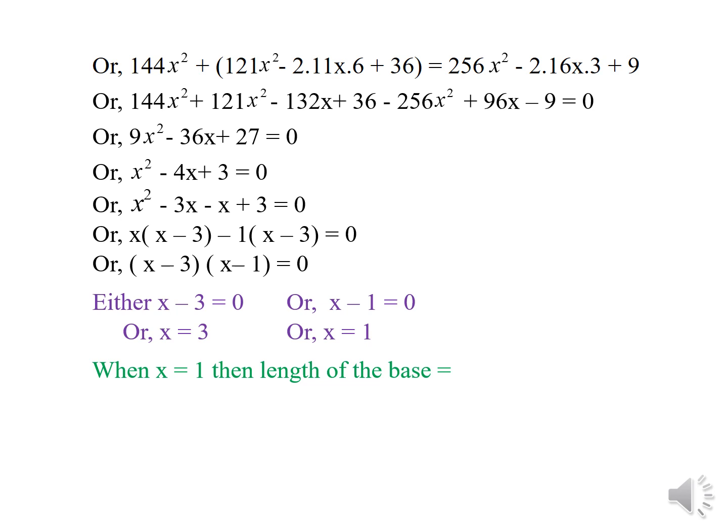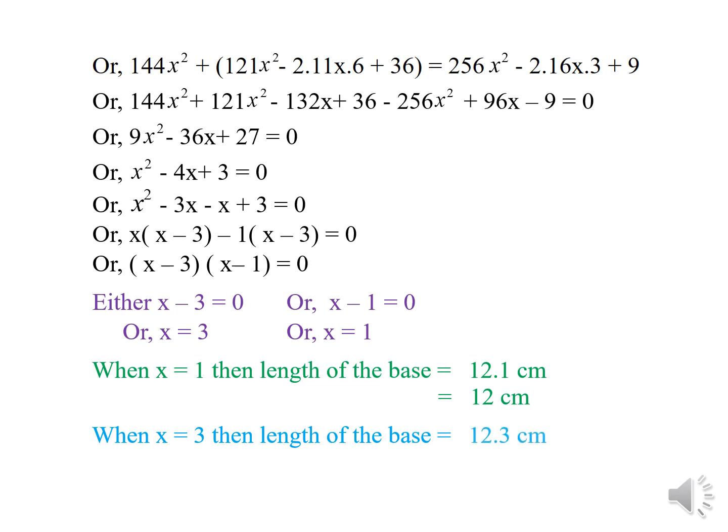If x = 1, then the length of the base, it was 12x, becomes 12 × 1 centimeter, that is 12 centimeter. Again when x = 3, then the length of the base will be 12 × 3 centimeter, that is 36 centimeter. So finally we get the two values of the base. One of them is 12 centimeter and another one is 36 centimeter. These two are the result of question number B.